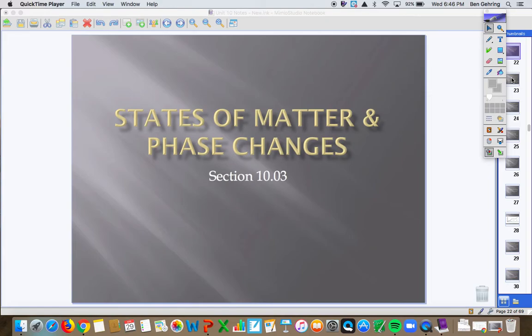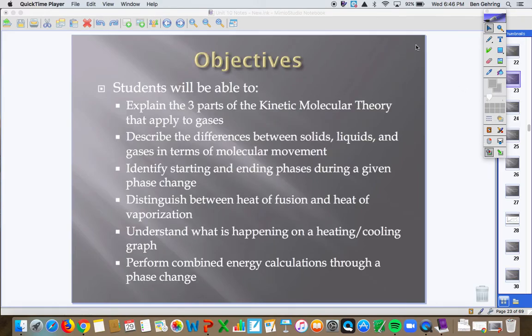We talk today about states of matter and phase changes. So today we're going to talk about the kinetic molecular theory. We'll be able to explain the three parts related to gases. We're going to look at the differences between solids, liquids, and gases in terms of molecular movement. You'll be able to identify starting and ending phases during a given phase change. You'll be able to distinguish between heat of fusion and heat of vaporization.